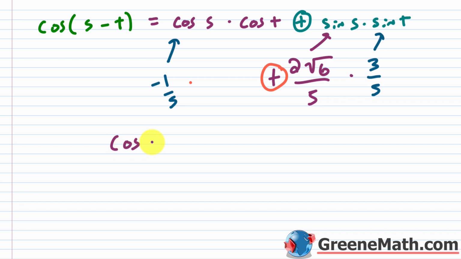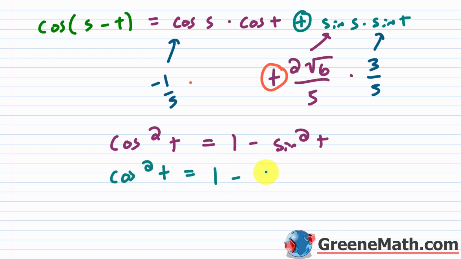I'll say this is cosine squared t is equal to 1 minus sine squared t. And I'll plug in for the sine of t, it's 3/5. So let's write cosine squared t is equal to 1 minus, plug in 3/5, and this is going to be squared. So 3/5 squared would be 9 over 25. And we can just speed this up a little bit. This would be 25 over 25, and 25 minus 9 is 16, so this is 16 over 25.